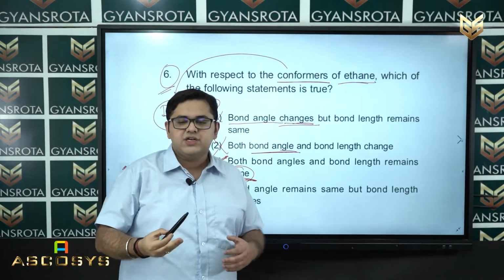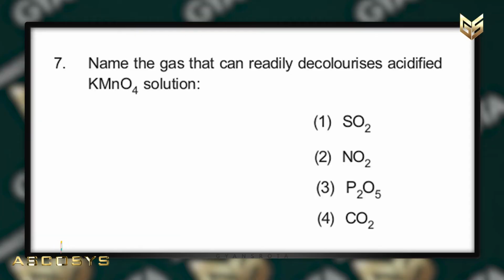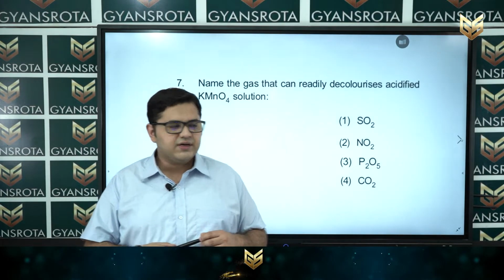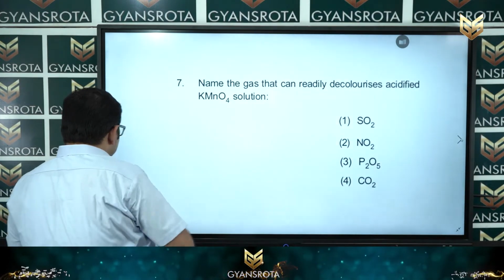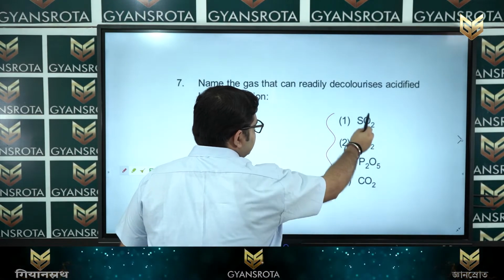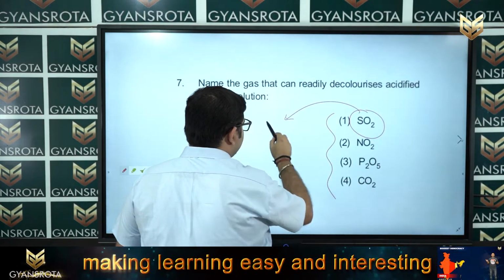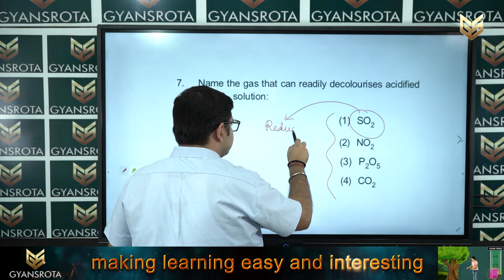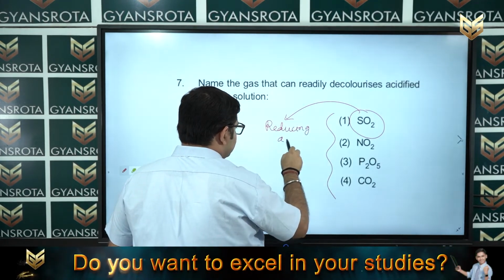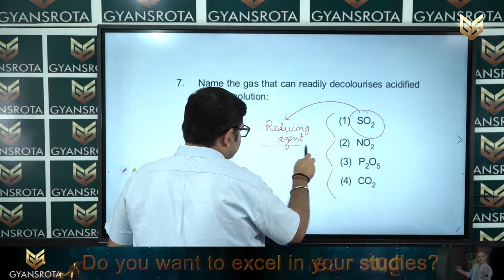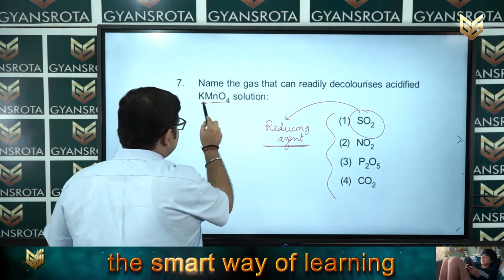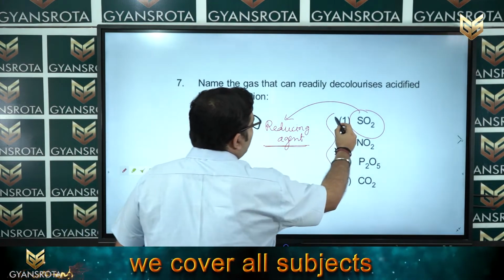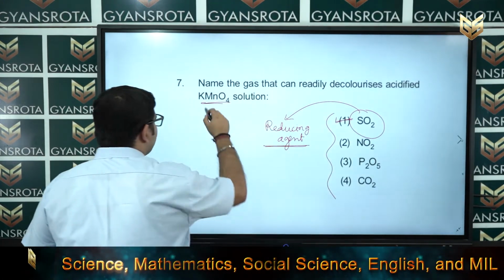Now, we are moving to the next question, question number 7. Question number 7 is on the screen. Name the gas that can readily decolorize acidified KMnO4 solution. Now, we are moving to the solution part. If you see in the options, SO2, sulfur dioxide, acts as a reducing agent. So, this sulfur dioxide can easily decolorize this KMnO4. So, your option number 1 is the correct answer of this question.